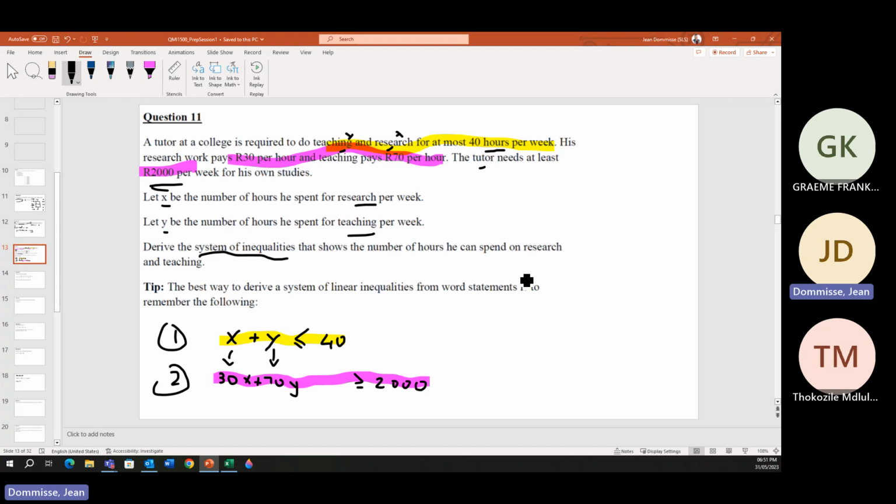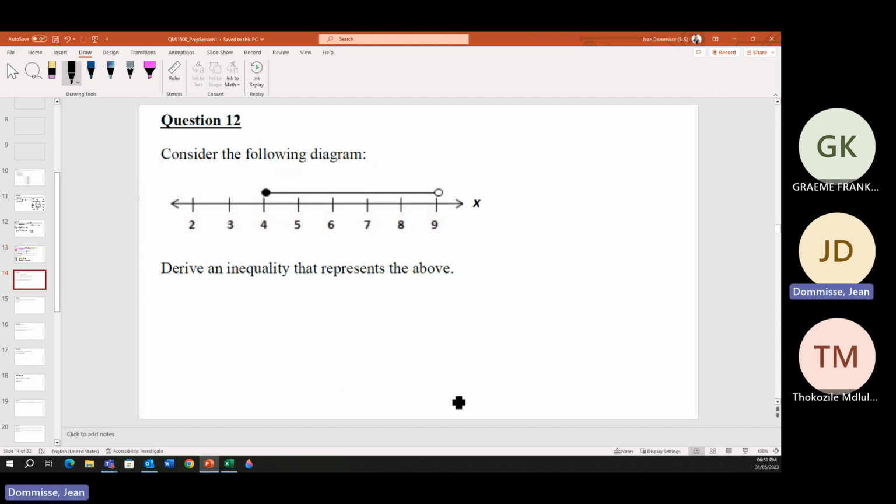If we then need to work it out, they don't ask us to. So basically we have derived the two inequalities from the information that they have given us. Okay, let's do one more, and then we can stop.